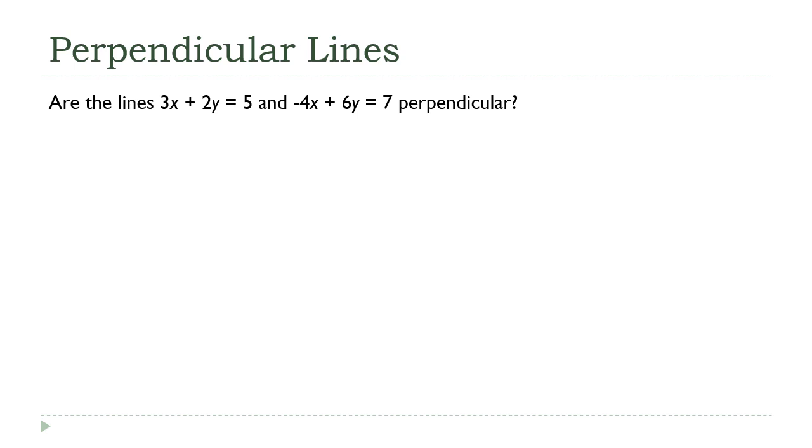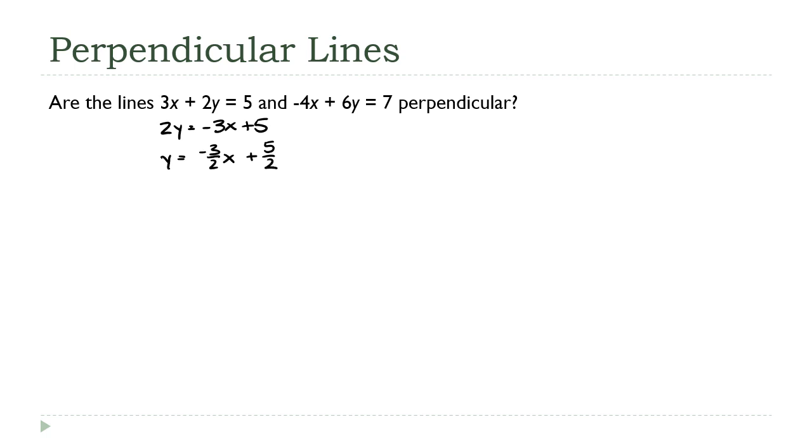We can do that, right? Starting with this first one here, 3x plus 2y. I'm going to put this in the slope-intercept form. I'm going to solve it for y. So this is 2y equals negative 3x plus 5, and then divide everything by 2. Y is negative 3 halves x plus 5 halves.